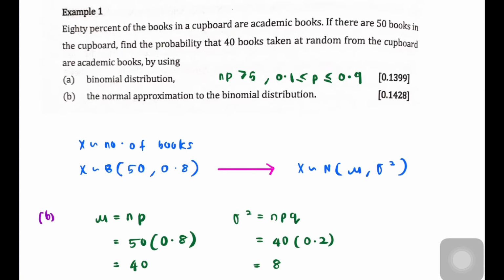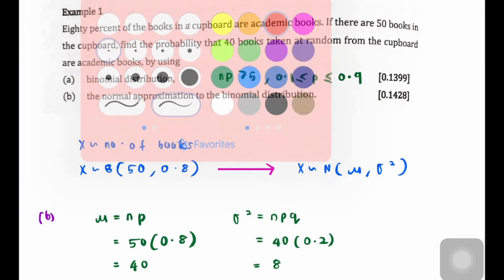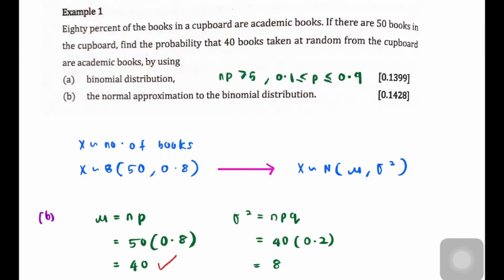In order for you to use normal approximation, make sure you are satisfying these two conditions. The first one is np is more or equal to 5 and p is in between 0.1 up until 0.9. So in order to find np, calculate first. Mu is equivalent to np, n is 50, p is 0.8. So your mu right now is 40, meaning that this is satisfying the first condition.